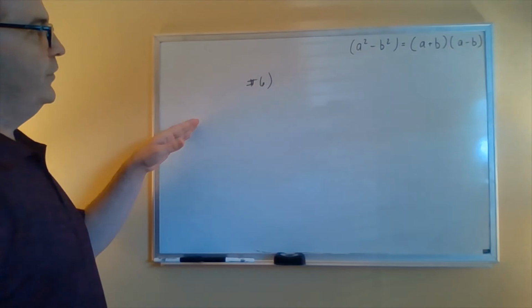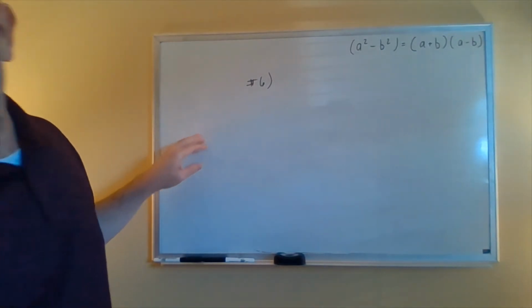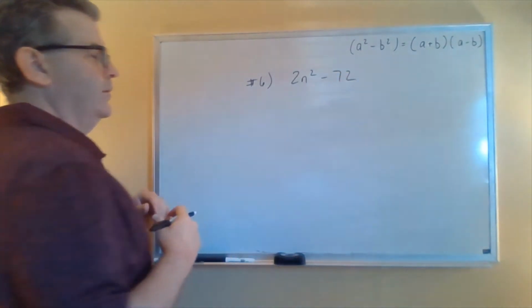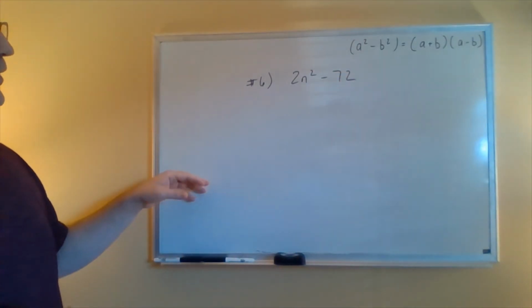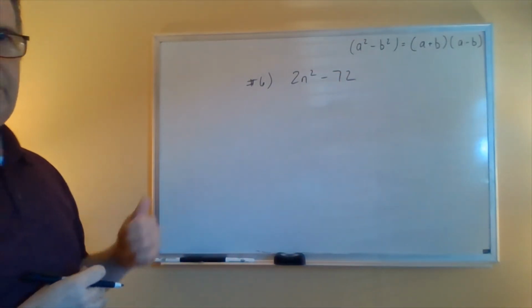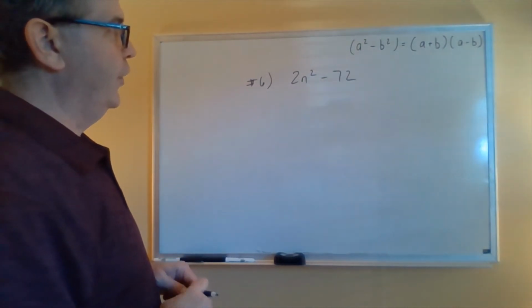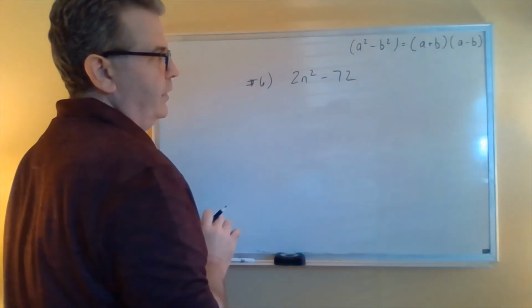Okay, so here's number 6. It is 2n squared minus 72. And questions 6 through 10 are interesting because we're going to have to use a combination of greatest common factor, which we learned earlier, along with the difference of squares. So let's start by looking at each individual part here.